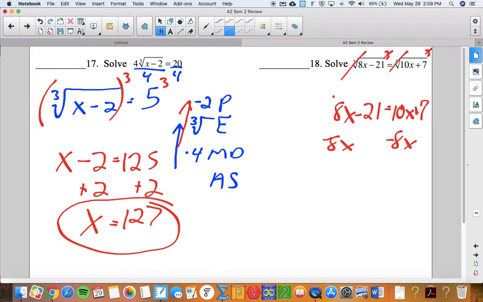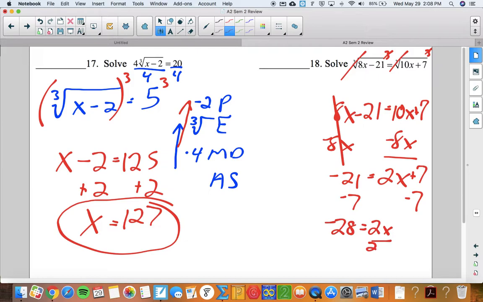So we get x to one side. I'd address that right away. So I took away 8x, which left me with 2x on the right side. Subtract 7, you get -28 equals 2x. So you get x equals -14. There we are.